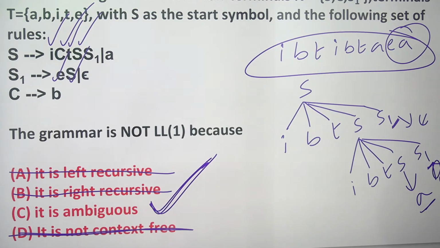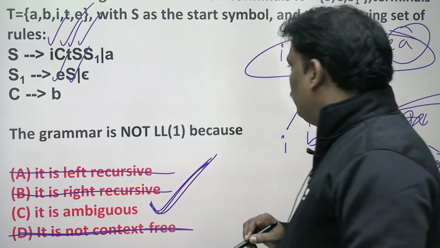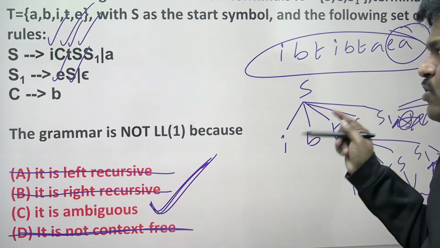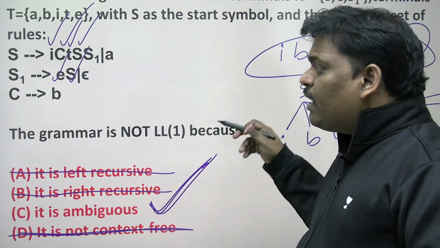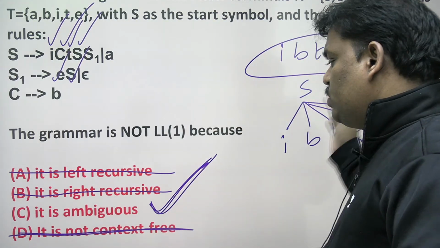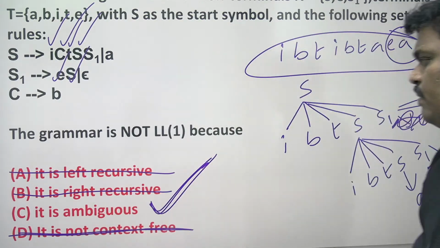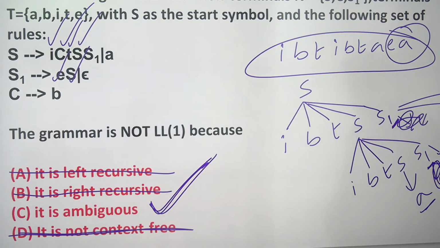One more way: S1 goes to epsilon, fine. But this S1 is replaced by ES, and this S is A. This is one more way. So two parse trees are possible for IBT AEA. This is the famous computer science problem, the dangling if-else problem. The dangling if-else grammar is an ambiguous grammar.